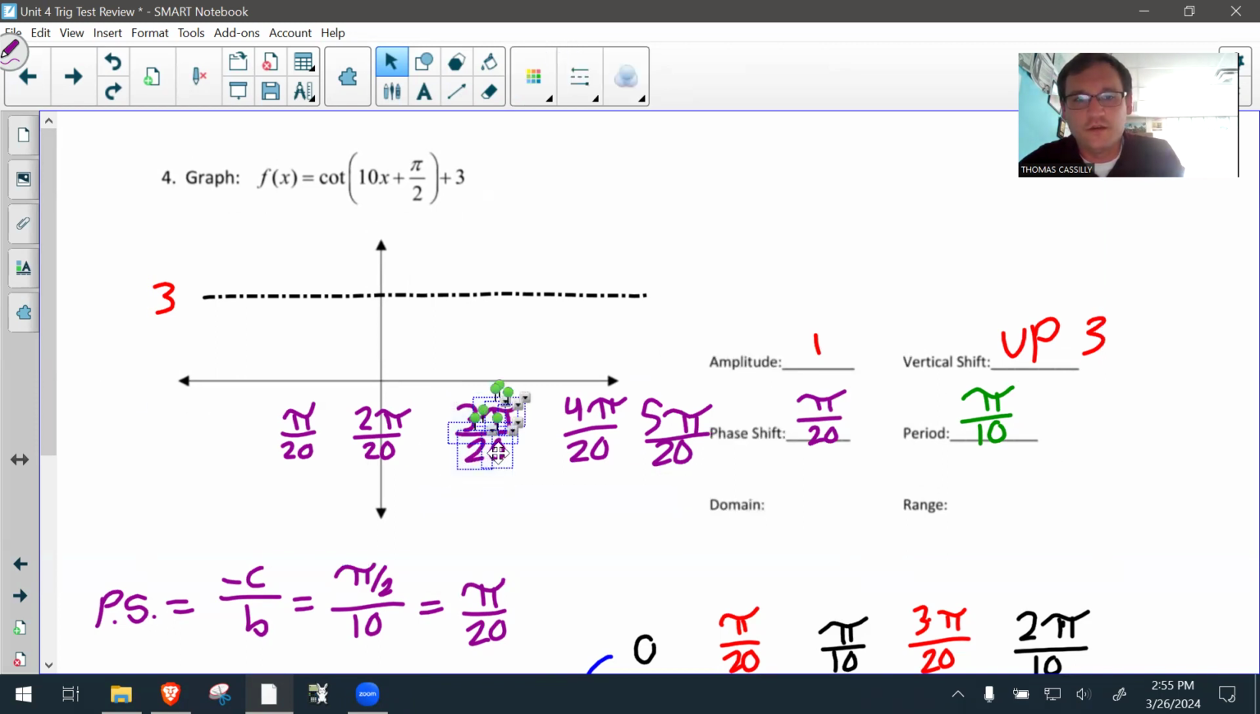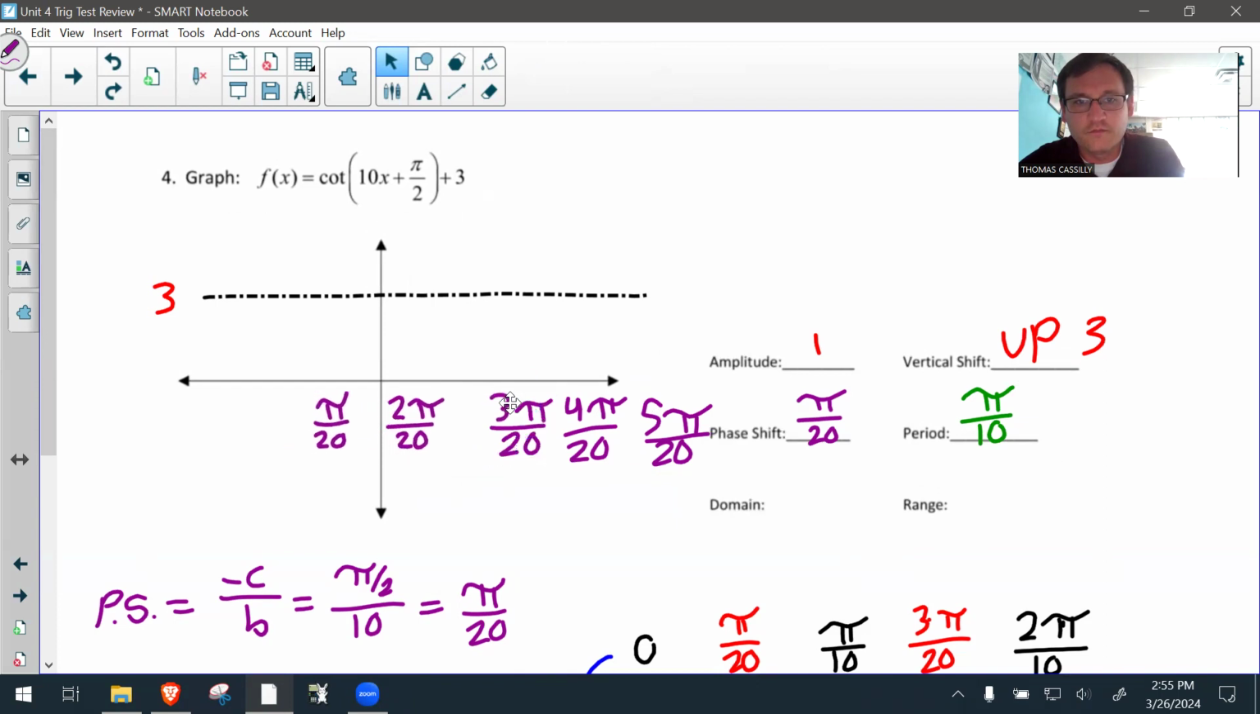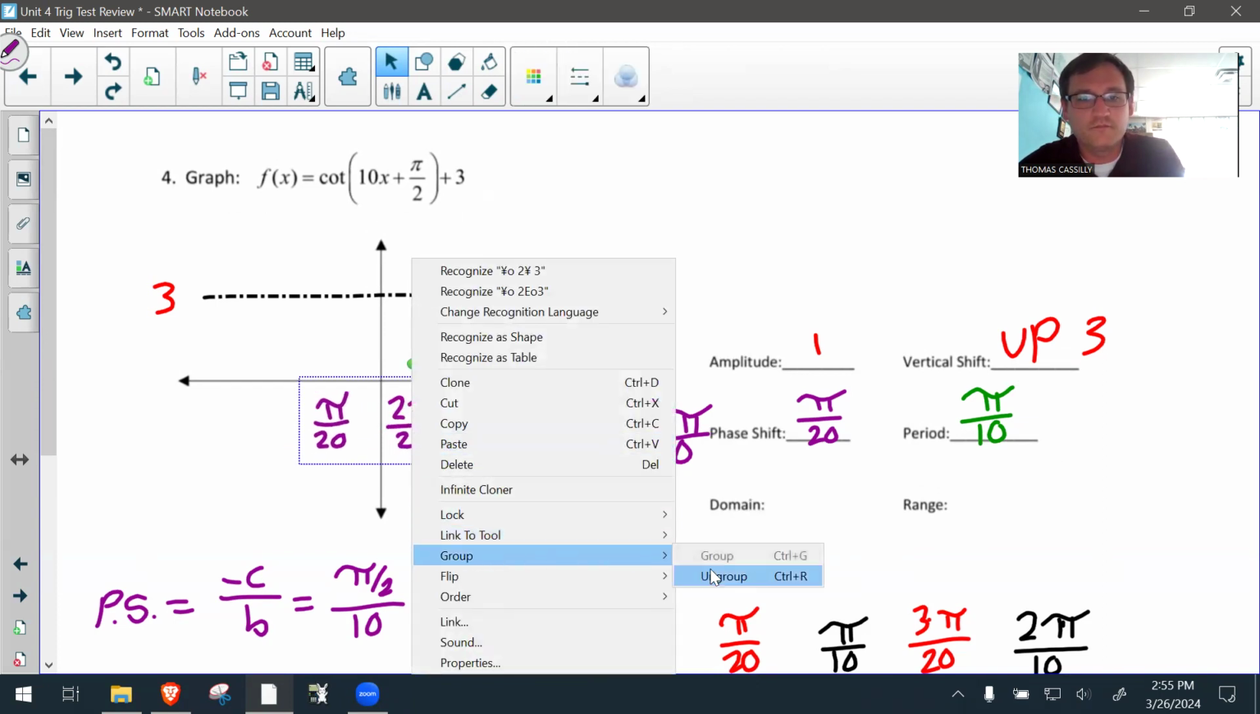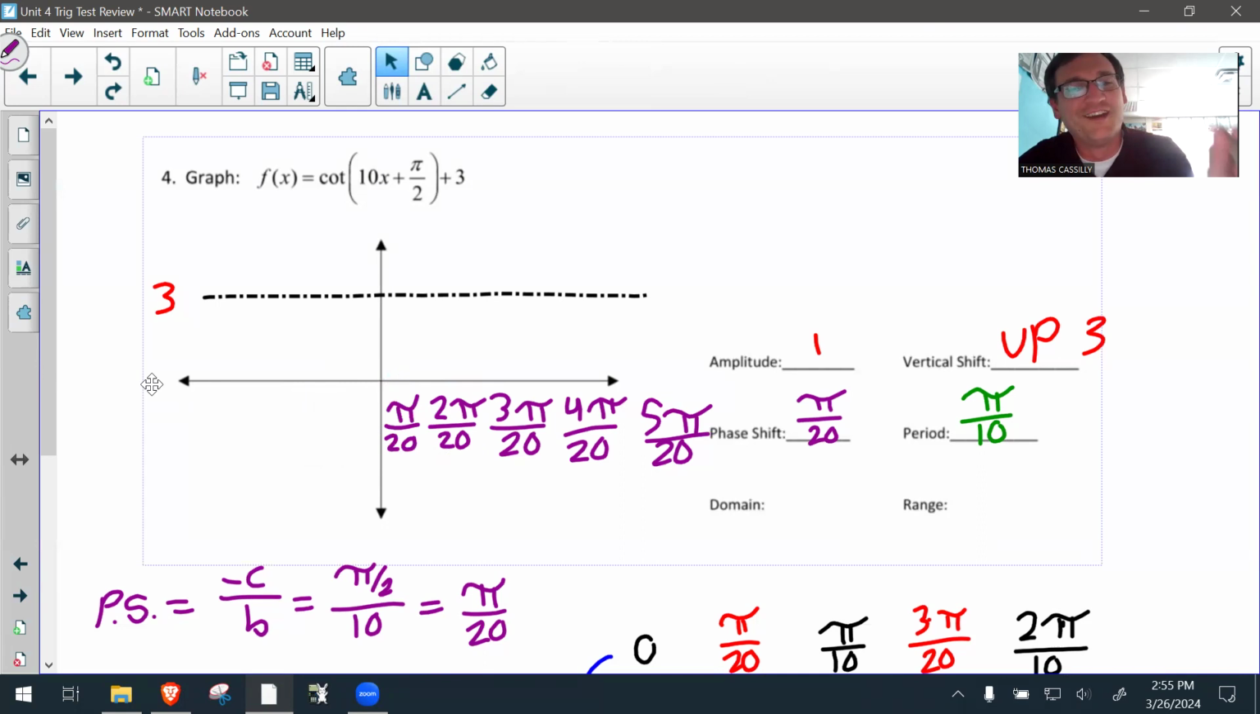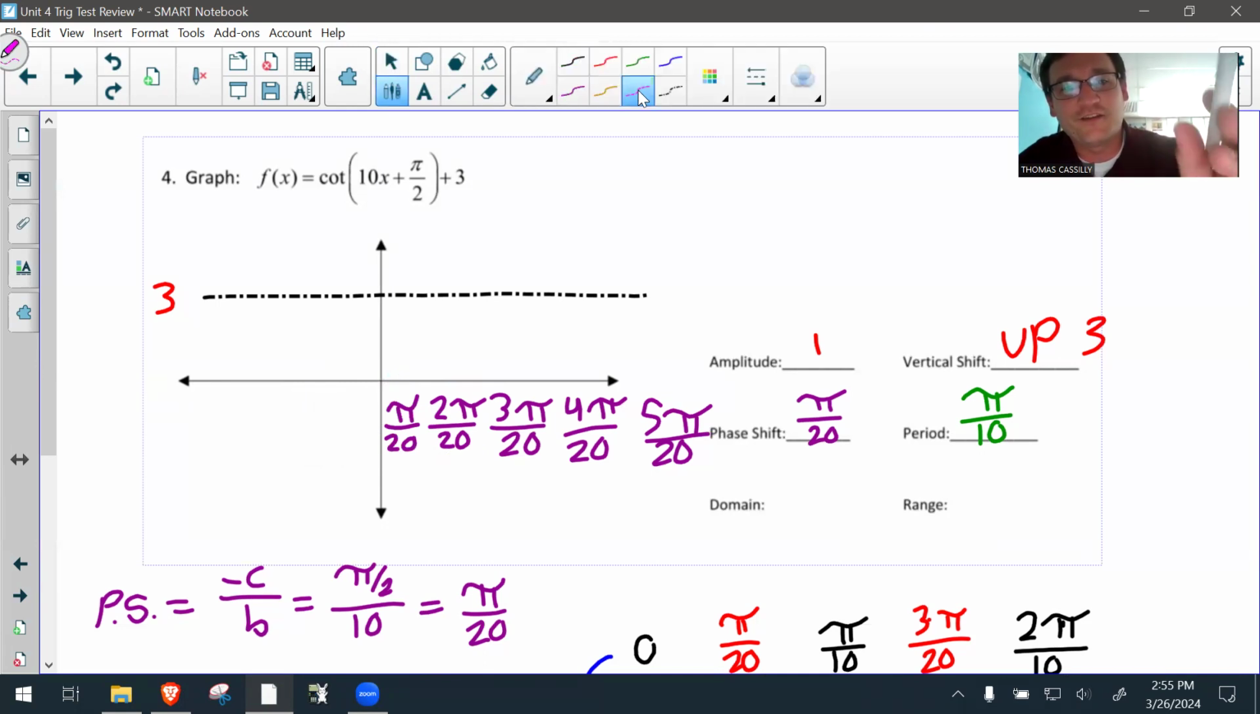Take this one and drag it over. And then I want to take this one and drag it over. All right, there we go. Those are the new spots here. So these are on the x-axis over here.